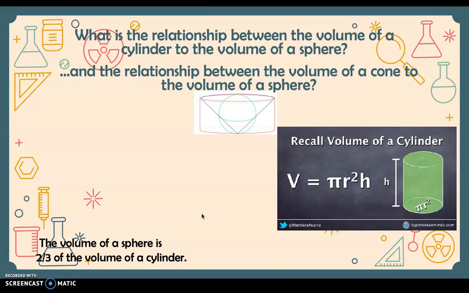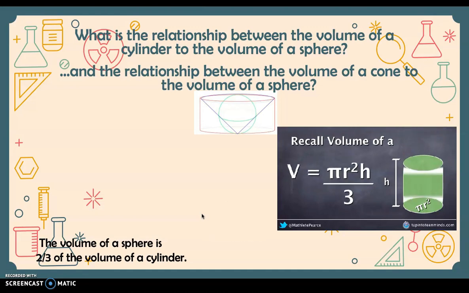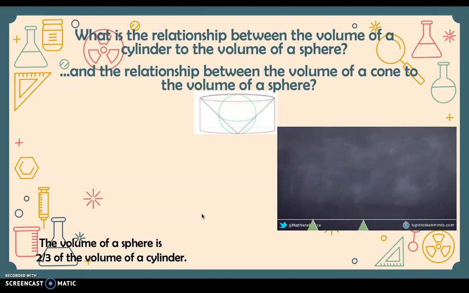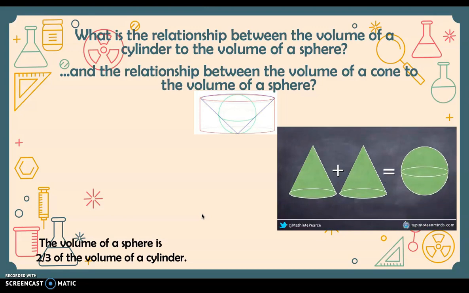We later learned that to get the volume of a cone, we would take the volume of the cylinder with the same height and same radius and simply divide it by 3. As we saw in the experiment, it took two cones to fill up a sphere with the same radius. It's important to note that that would mean the height of the two cones would be the same as the height of the sphere. And the radius of the two cones would be also the same as the radius of the sphere.